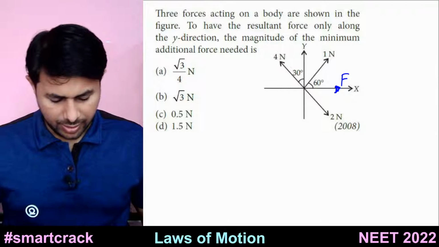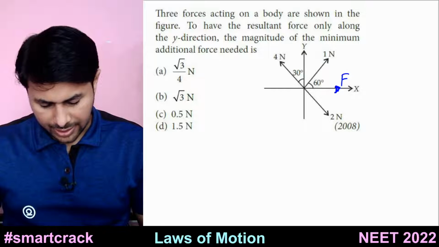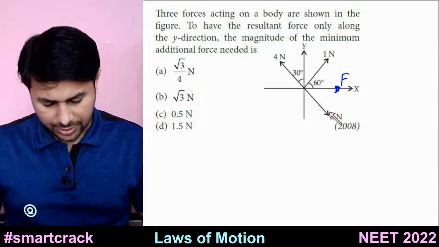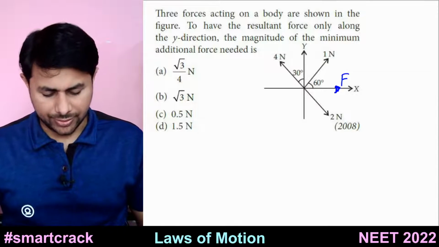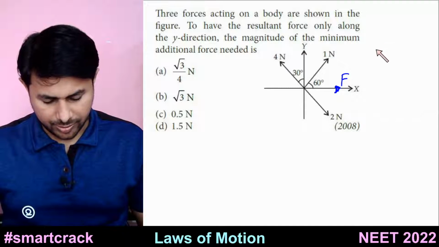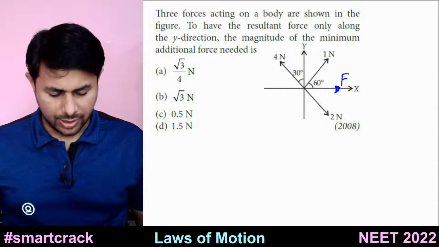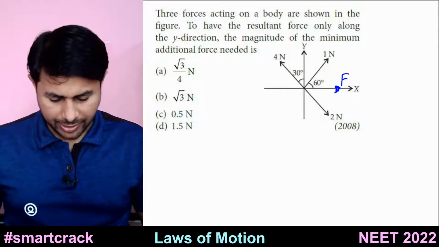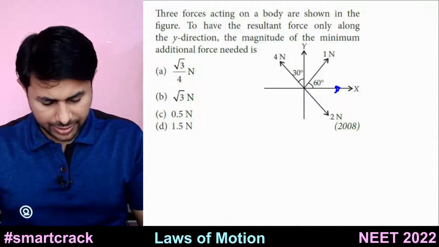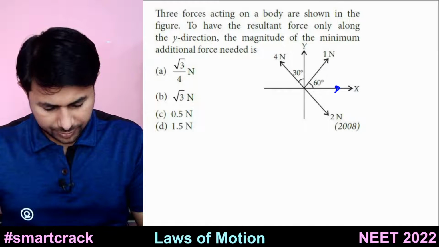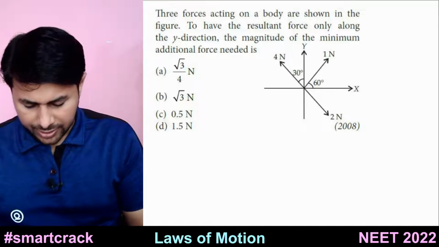Okay, so these three forces are acting on a body, shown like this. To have a resultant force only along the y-axis, we want force along the y-axis only. The magnitude of the minimum additional force is, okay, let's see what happens. So we'll resolve it. Before that, this force can have any direction. Okay, so let's add these forces.